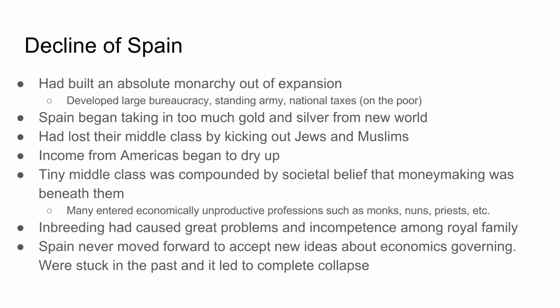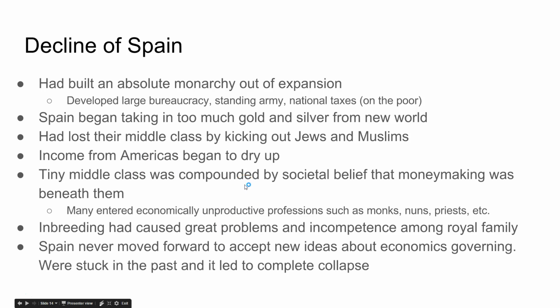And then the last thing we'll just briefly talk about is why Spain falls apart. They had built their absolute monarchy from expansion. They had a large bureaucracy, a standing army, national taxes, again mostly taxing the poor. But Spain had been taking in too much gold and silver from the New World, devaluing their currency. They had lost most of their middle class when they kicked out the Jews and Muslims, so they were not economically productive. In the middle of all of this, we have the income from the Americas starting to dry up because Spain's losing some of their colonies. They've kind of reached most of the gold and silver that they can easily mine. Other nations are starting to claim it, these sorts of things.